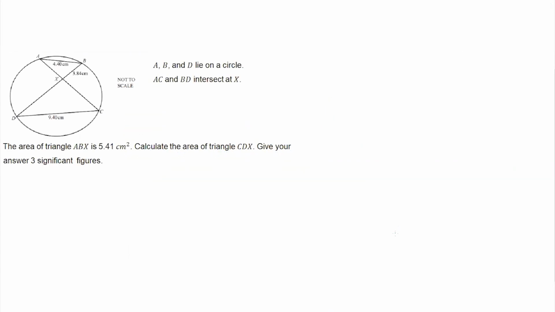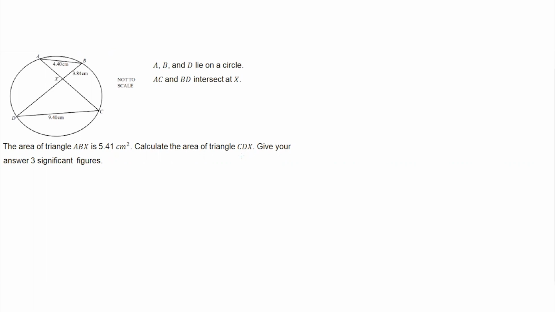Here we have a question, and it says A, B, C and D lie on a circle. AC and BD intersect at X. The area of the triangle ABX is 5.41 centimeters square. It says calculate the area of the triangle CDX and give your answer to 3 significant figures.